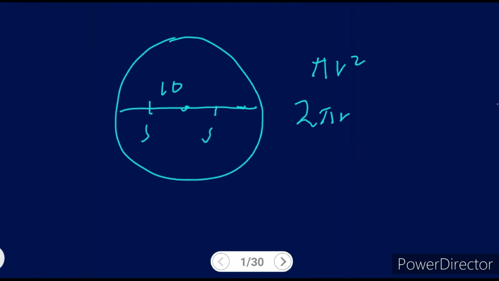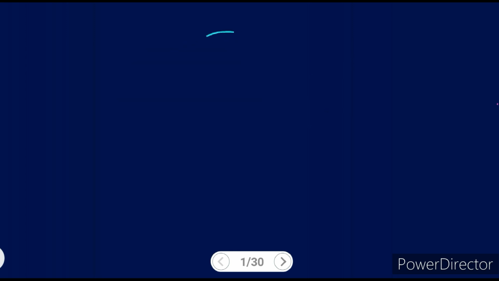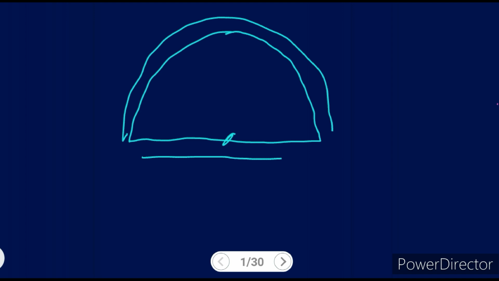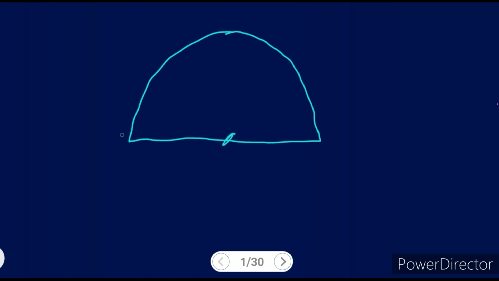Now we've got a slight problem. From here, let's move to another level. We've got a slight problem, something that bothers people. For instance, what about the perimeter of this shape? It's a semicircle. So how many sides do we have? We've got 1 and then we've got 2. We have to find the length of this, then we have to find the length of this.